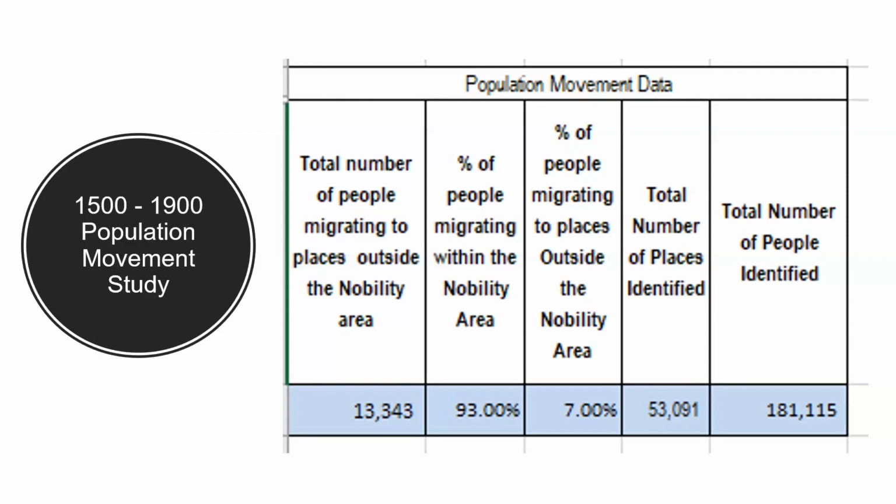Of the 181,115 families, 13,343 or 7% moved from their nobility area to a different one, and 177,271 families or 93% moved from one town to another within their own nobility area. That means that once you determine the town your ancestor was from, your research will probably be confined to the nobility area it is in. That can be important and helpful to know because records and research procedures can vary from one nobility area to another.